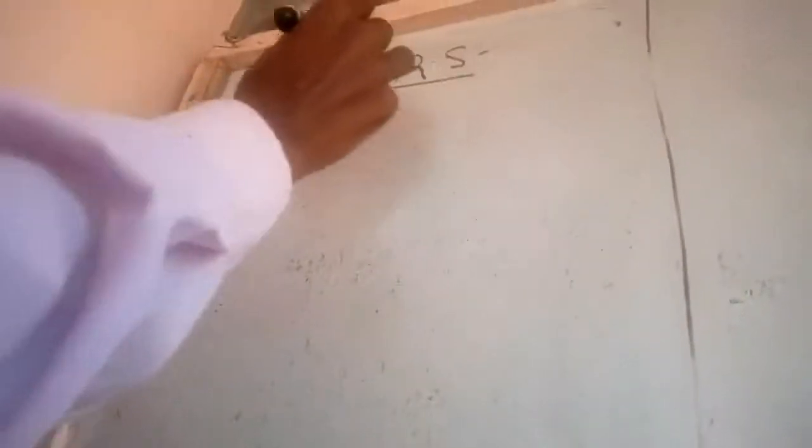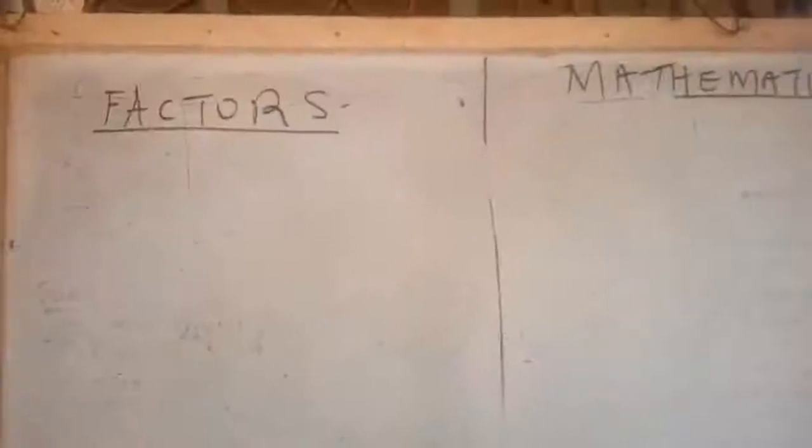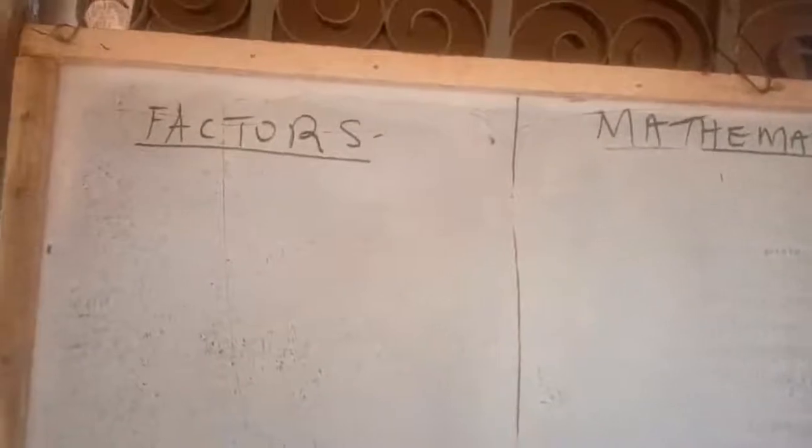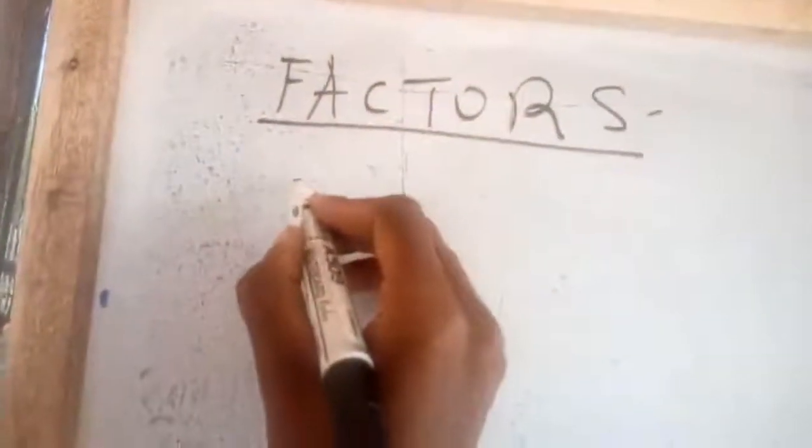As far as factors are concerned, it is the second unit, unit 2 of Book 1, that is Form 1 work. And as far as factors are concerned, I'm going to come up with example 1, that is the prime factors. Example 1.